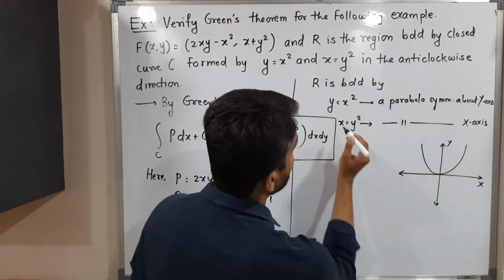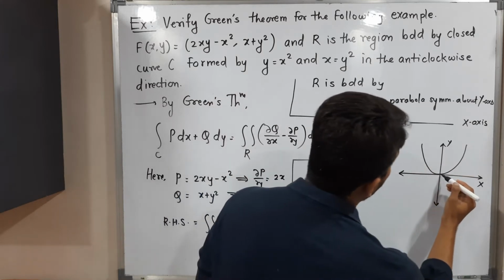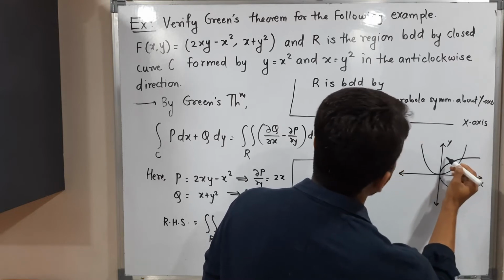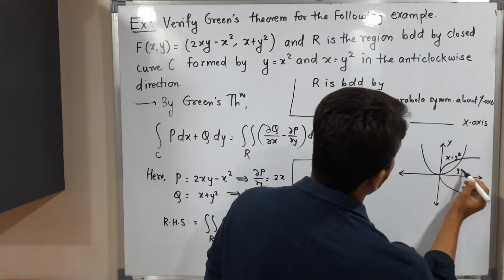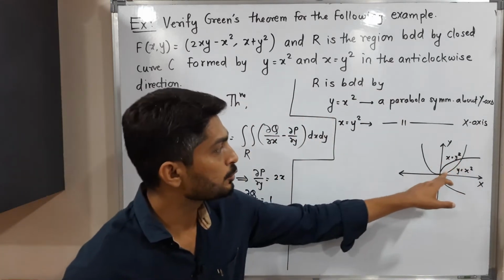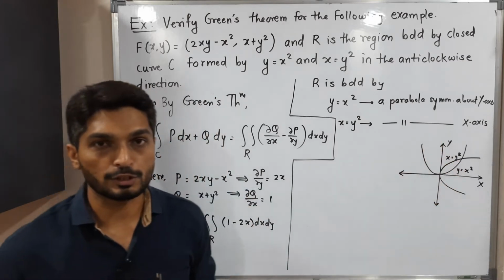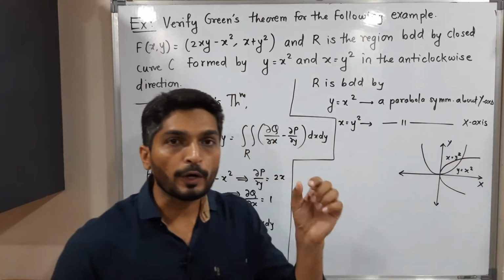If I write a minus sign here, that parabola will be like this, but x has a plus sign, so the parabola will be like this. So this is x is equal to y square and this one is y is equal to x square. The region bounded by these two parabolas is the given region of integration. It is important to find the point of intersection.